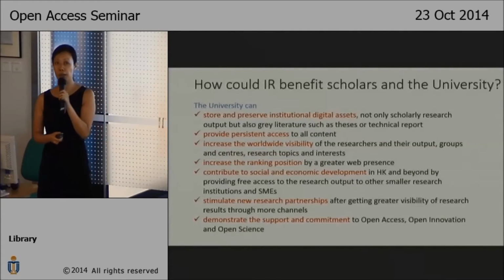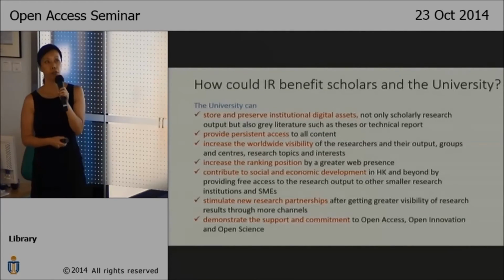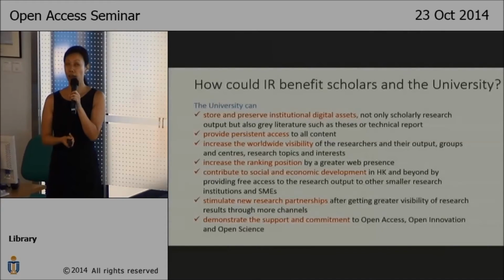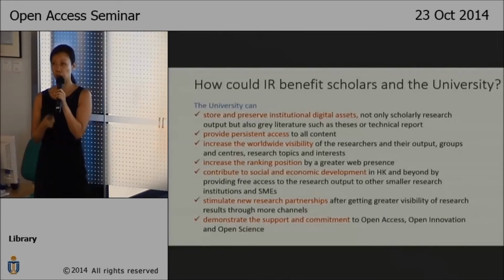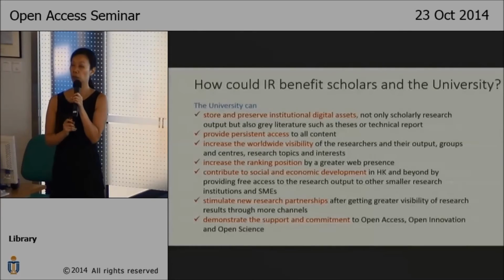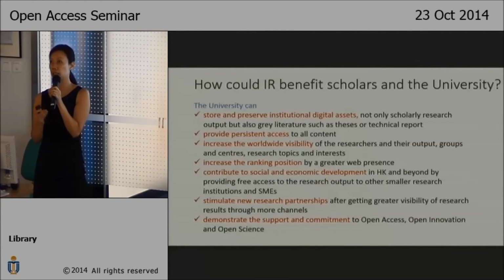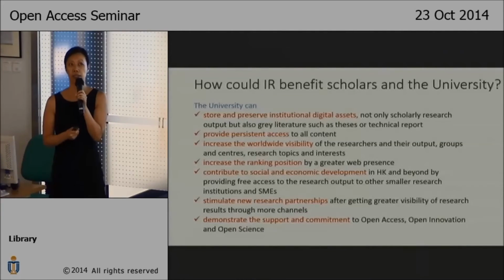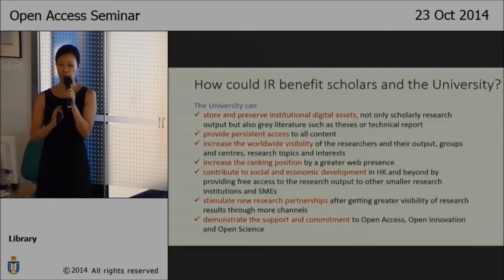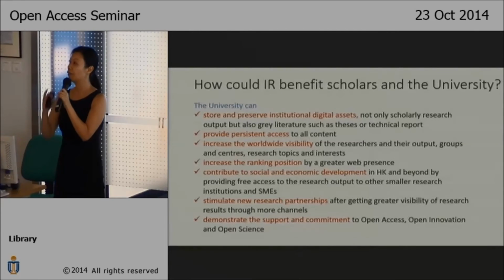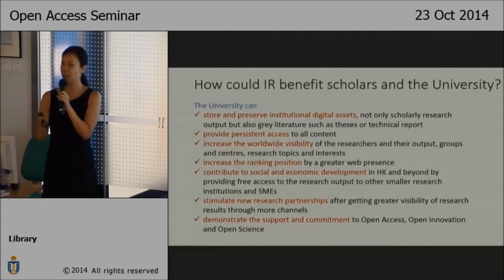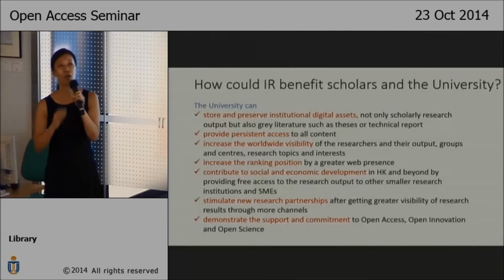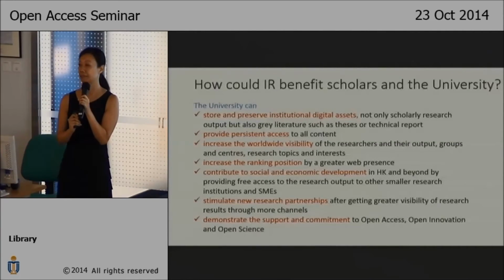And an IR can benefit the university as well. If the university has an IR, it can store and preserve institutional digital assets in one place, not only scholarly research output, but also grey literature like theses or technical reports. And it provides persistent access to all the contents. So I believe as long as there is HKUST Library, there is the HKUST IR. I'm securing my job. Okay. So we provide persistent access.